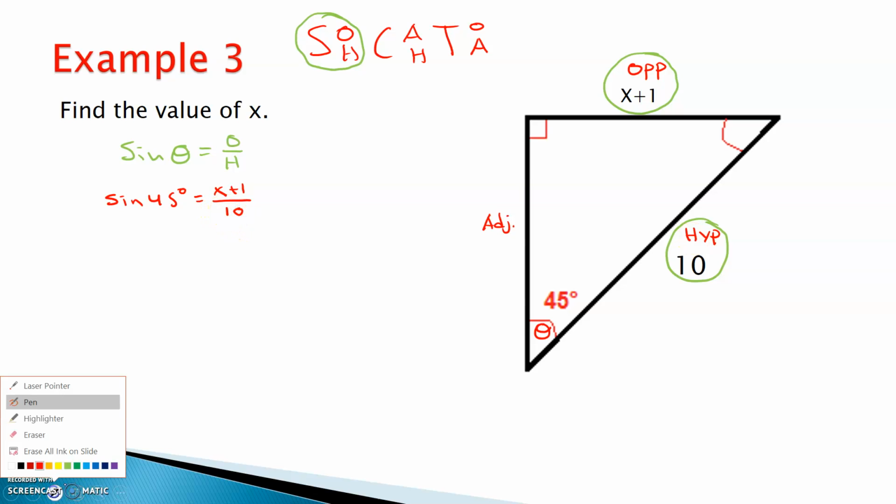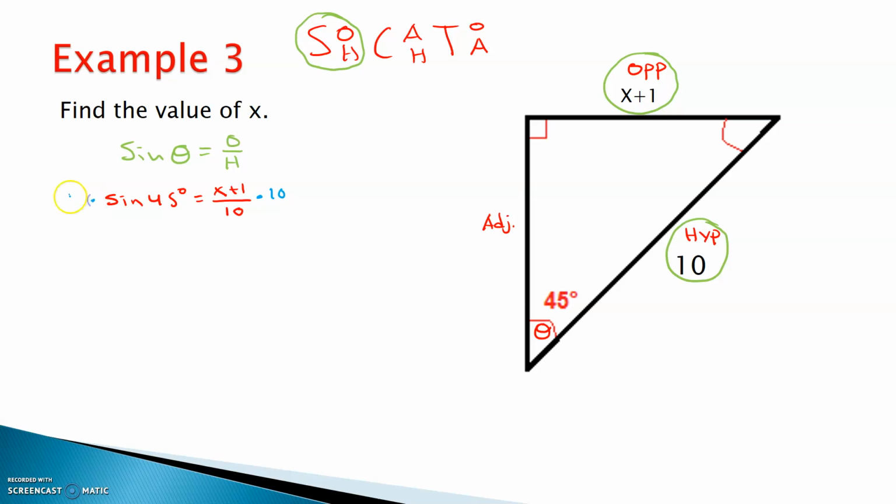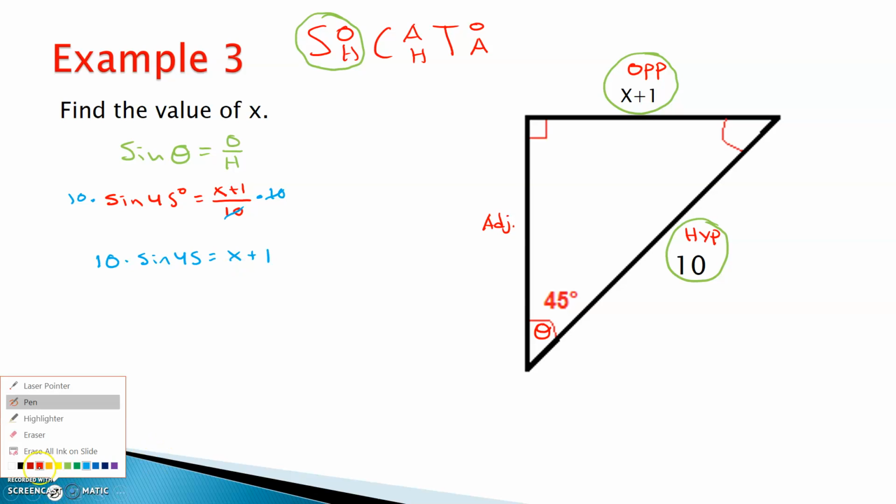Okay, same thing. How do we get rid of that 10 on the bottom? Well, I still have to multiply by 10. The 10s will cancel out. And now I get 10 times sine of 45 is equal to x plus 1. Now, normally I would just be ready, right? But I still have that plus 1 sitting out in front. It's kind of like a multi-step equation. So how would I get rid of the plus 1? Well, I'm actually going to have to subtract the 1.